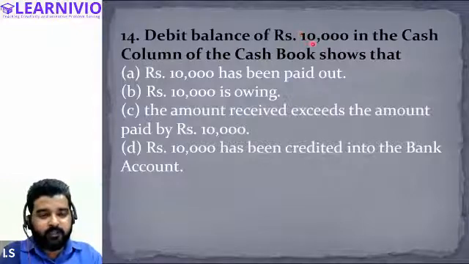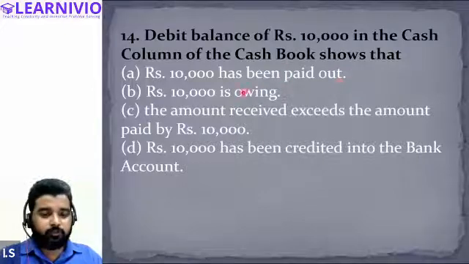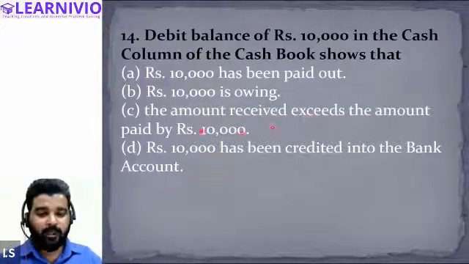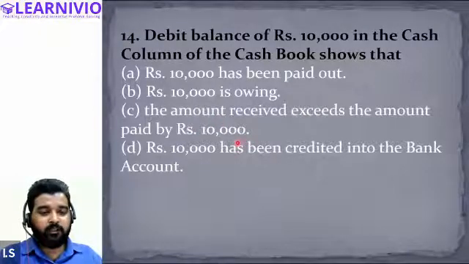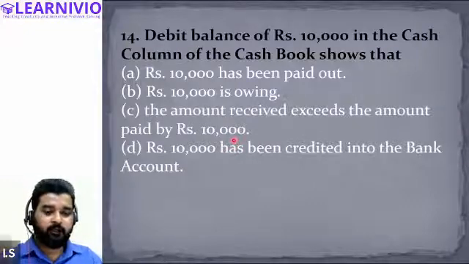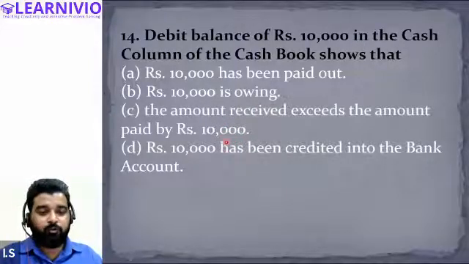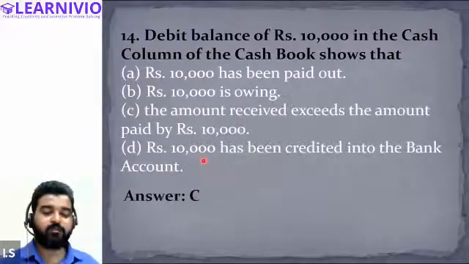What will this indicate? It will indicate 10,000 has been paid out. No, 10,000 is owing. No, it will indicate the amount received. Overall, the cash inflows are more than the cash outflows. By how much amount? By 10,000. The balancing figure of the cash basically indicates that total inflows of cash exceed the outflow by 10,000. So option C in this question will be the correct option.